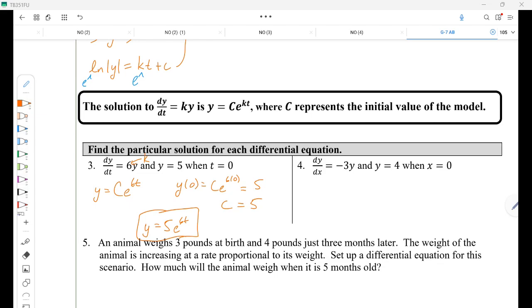The next situation represents decay because our coefficient is negative. Same deal, super easy. y equals c e to the negative 3t. y of 0 equals c e to the negative 3 times 0, which equals 4. So c equals 4. Same thing, right? They're both the same thing. It's just that number ends up being your c, as long as x is 0.